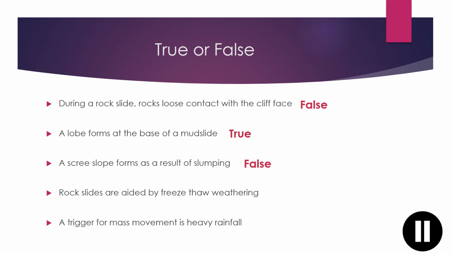Rock slides are aided by freeze-thaw weathering. This one's true. A trigger for mass movement is heavy rainfall. True. Water increases the weight of the material as it becomes saturated and it reduces friction.